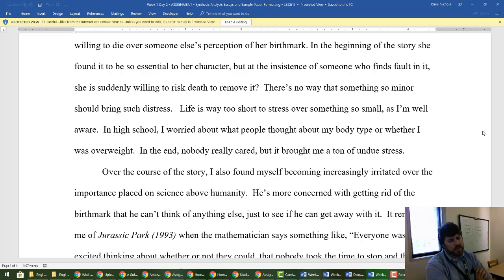There's no way that something so minor should bring such distress. I usually don't like questions in papers. I think they beg the reader to think about it and then also answer it in their head. But because it's a rhetorical question here and it's not asking about a specific answer, he's sort of just asking, she'd be willing to do this? It doesn't have quite the negative effect I think it usually would.